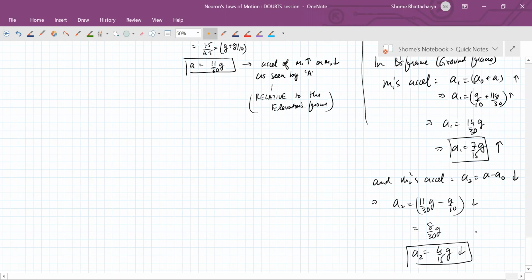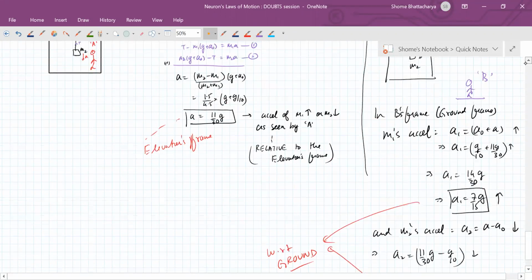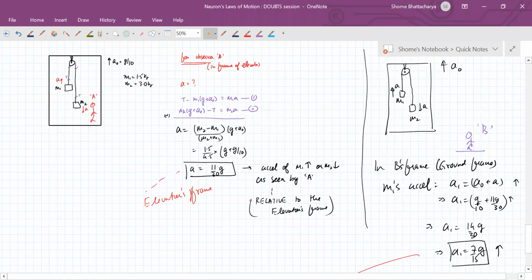So these two accelerations are in which frame? They are in ground frame. They are with respect to ground. Whereas this acceleration upward, and this is in which one's frame? Elevator's frame. Okay, so have you understood the difference between what we mean by saying non-inertial frame, or relative to some frame what is the acceleration, versus relative to ground what is the acceleration? Is this concept clear to all of you here? Anybody has a doubt in this?